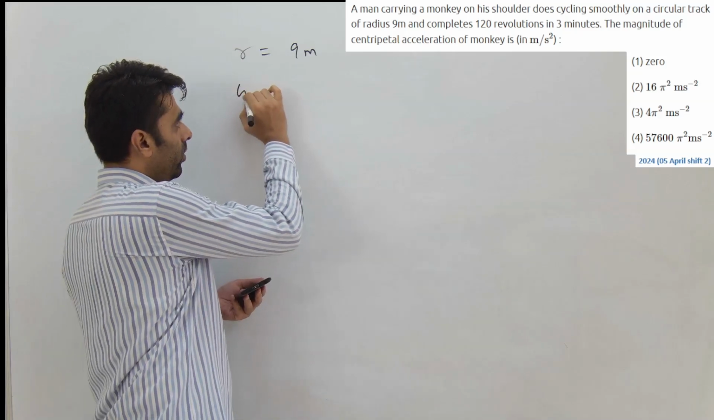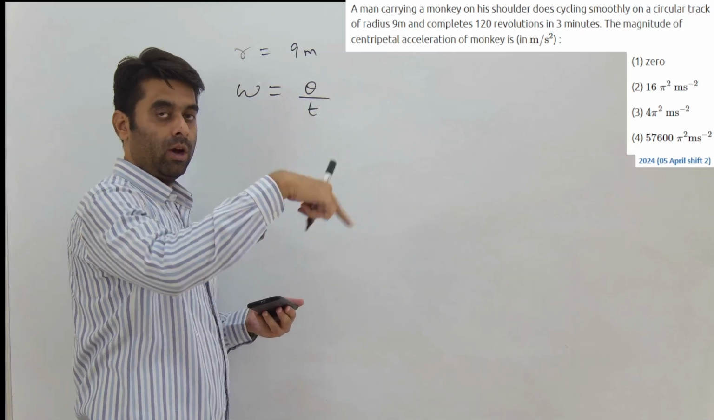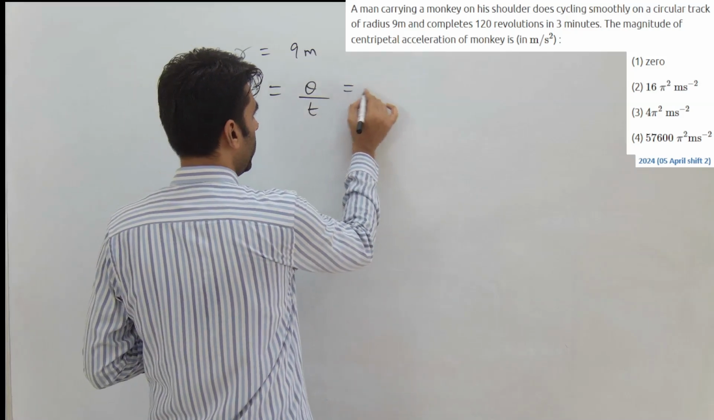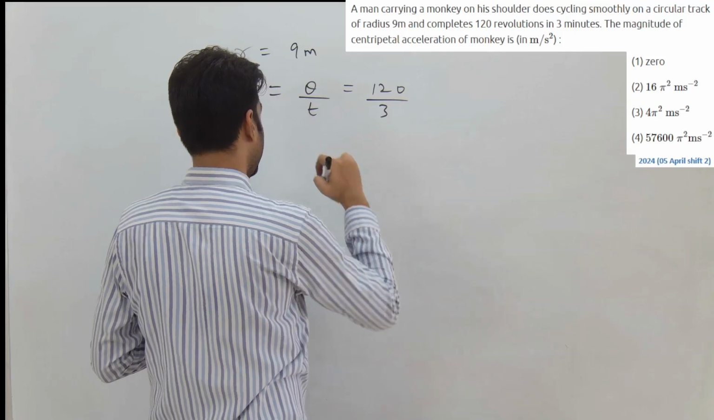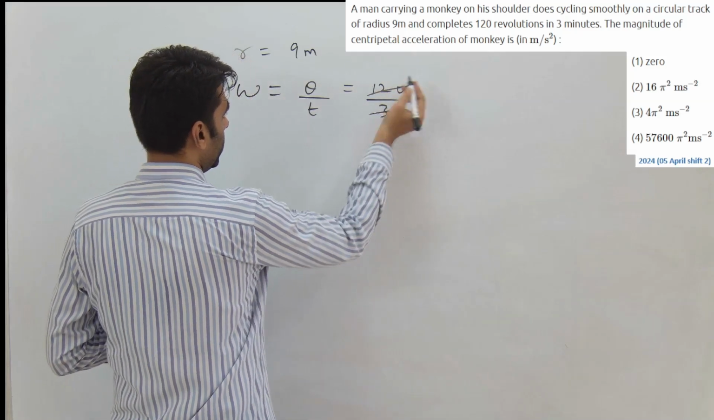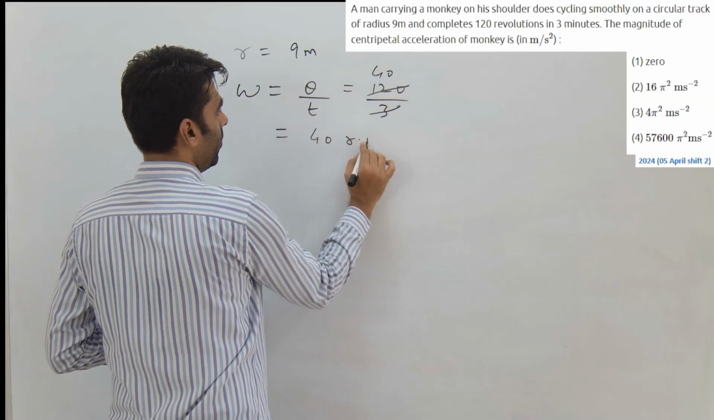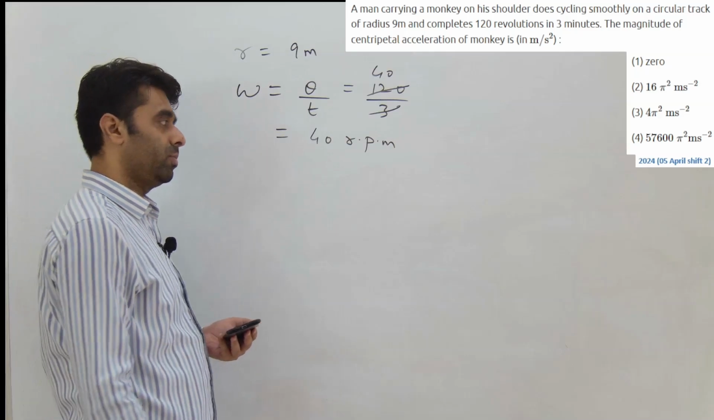So we can write omega is equal to theta by t. Total how many revolutions are there? 120 revolutions are there. So 120 divided by 3 minutes gives us 40. So we get 40 revolutions per minute. We have got omega as 40 revolutions per minute.